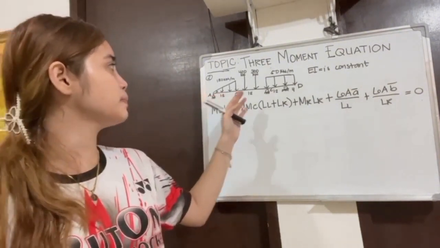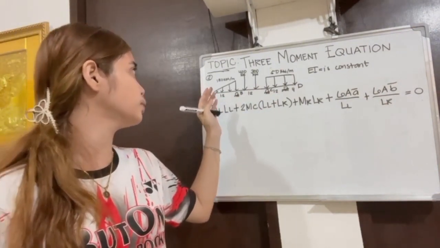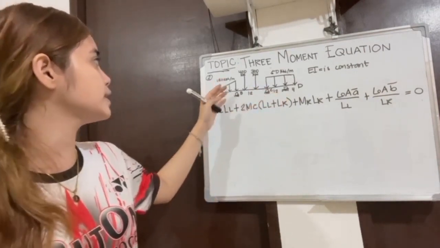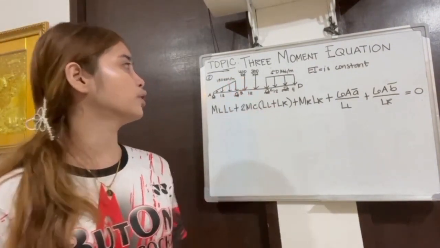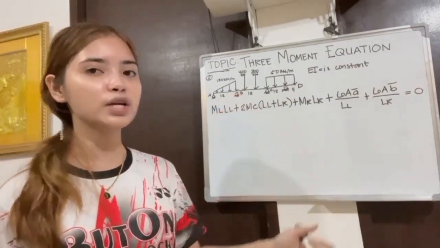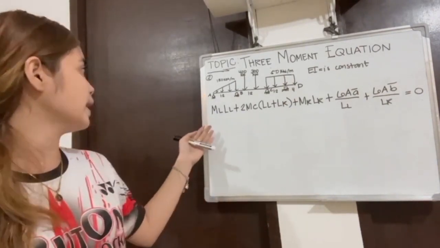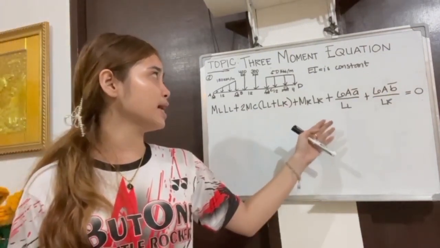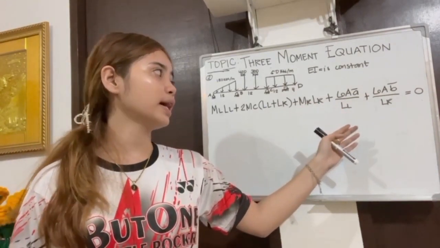So, naa tay continuous beam diri nga naay increasing triangular load nga naay load nga 150 kilonewton per meter og naa pod tay uniform load which is 50 kilonewton per meter. Nya naa pod tay load diri sa B which is 400 kilonewton og center sa BC which is 300 kilonewton. Since ang atong EI is constant, same lang gyapon sa atong general equation, sa atong 3-moment equation nga atong eliminate ang atong EI. So, mo nang may come up ta ani nga equation which is ML times LL plus 2MC times LL plus LR plus MR times LR plus the 6A bar A over LL plus 6A bar B over LR equals to 0.